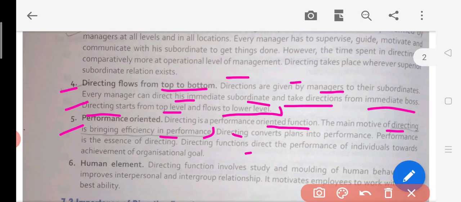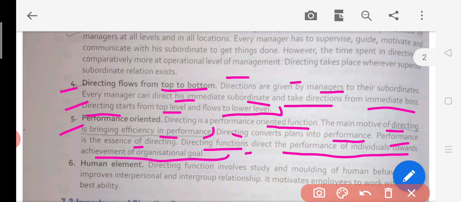So directing converts plans into performance. Okay, so performance is an essence of directing. The directing function directs the performance of individuals toward achievement of goals, organizational goals.